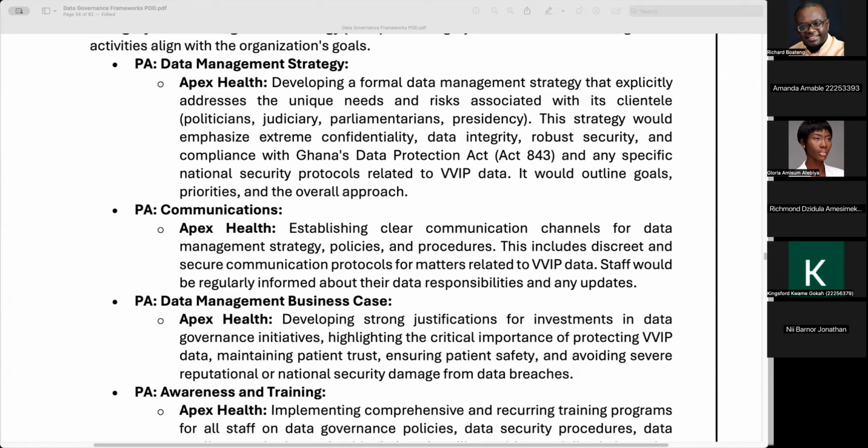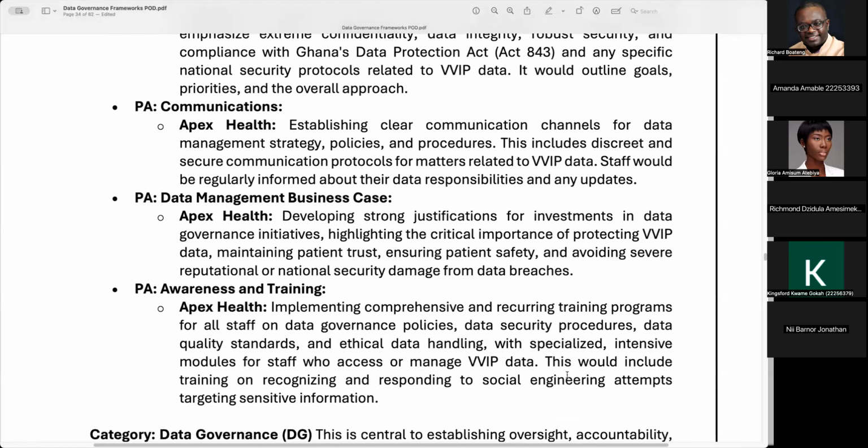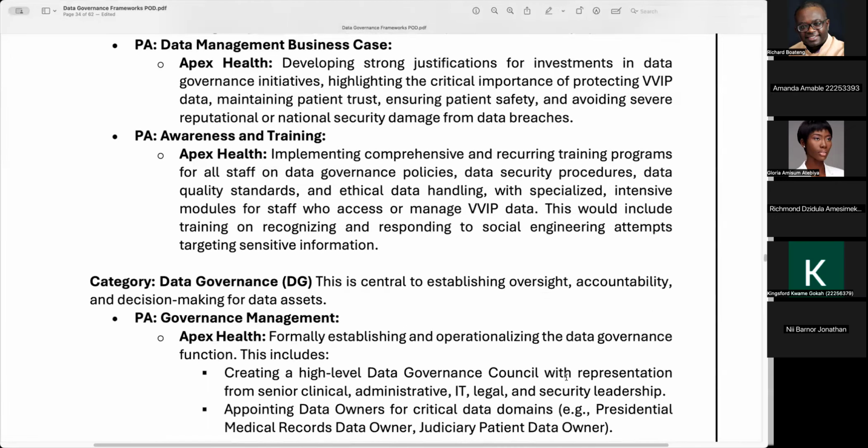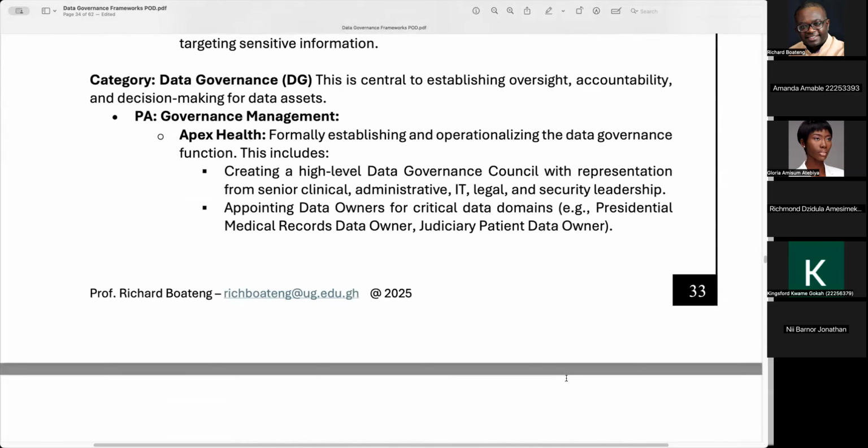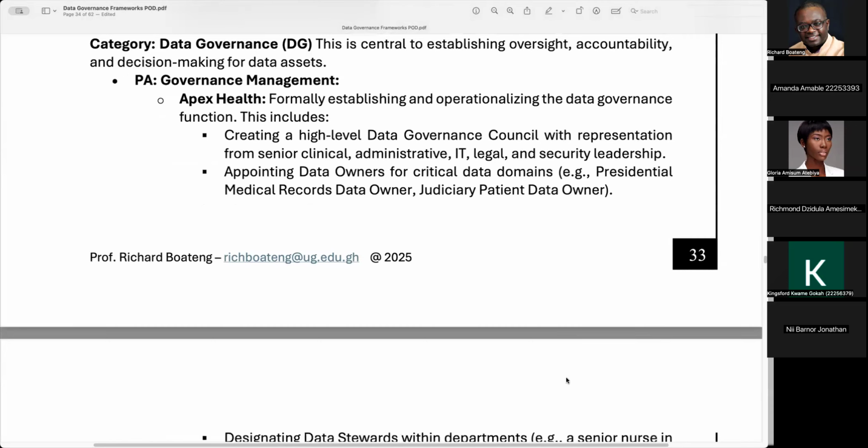Governance management itself is a process area. Yes, this PA focuses on formalizing the data governance function itself. It guides establishing that high-level council with senior clinical, administrative, IT, legal, and security representation. It covers formally appointing specific data owners, like the head of presidential medical records, and data stewards, like a senior nurse coordinating data quality in the VIP wing. And it involves defining clear decision-making processes and escalation paths, especially for urgent matters concerning VVIP data.